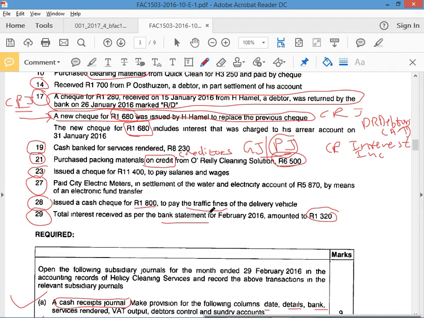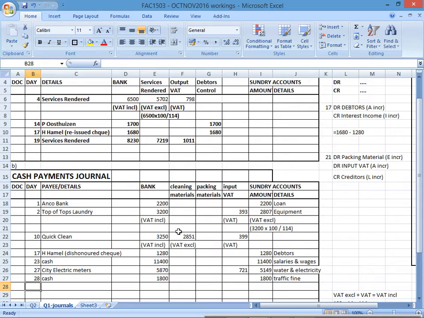No, this was received and shown where? On the bank statement. So if it's on the bank statement, would you have received money or paid money? You would have received money. This was interest that was credited to your account. Okay, so because this is in the bank statement, bank is going up or down if you're receiving it? It's going up. So bank goes up in which journal?